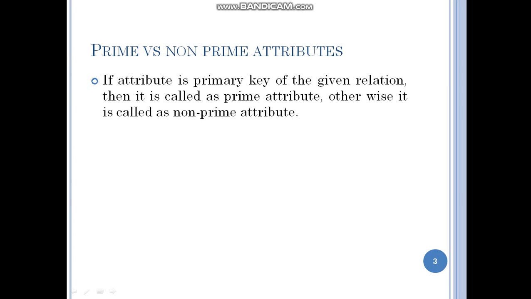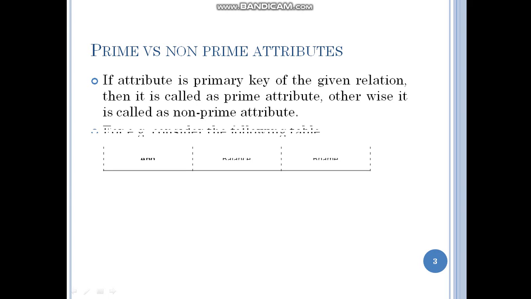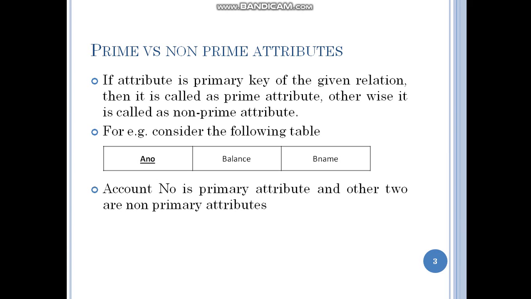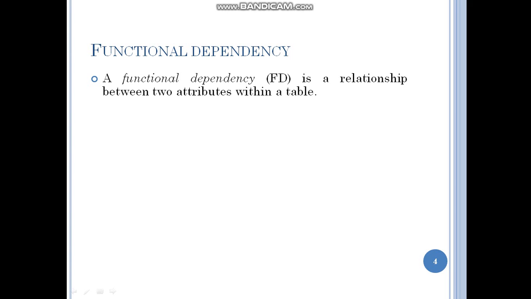Prime versus non-prime attribute. If an attribute is a primary key of the given relation, then it is called a prime attribute, otherwise it is called a non-prime attribute. For example, consider the following table with three attributes: account number, balance and branch name. Account number is the primary key and so it is the prime attribute, and the other two attributes, balance and branch name, are non-prime attributes.